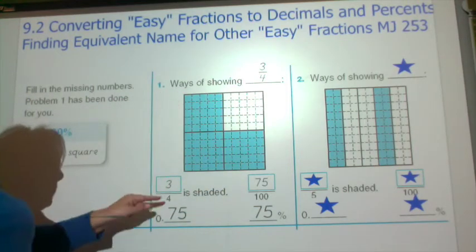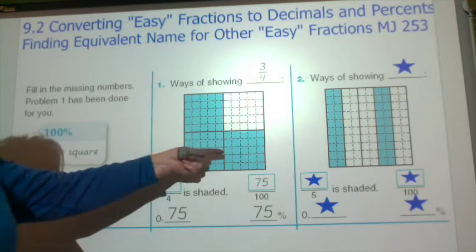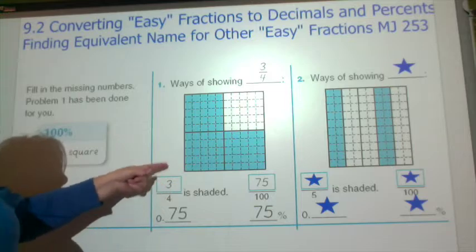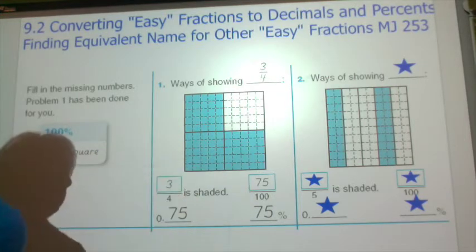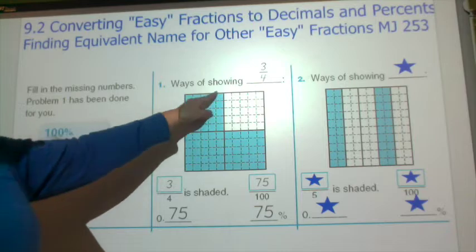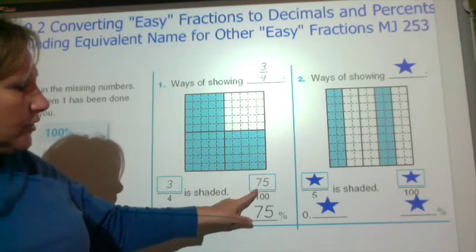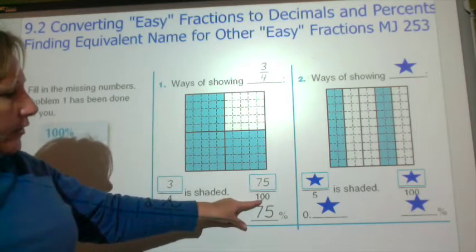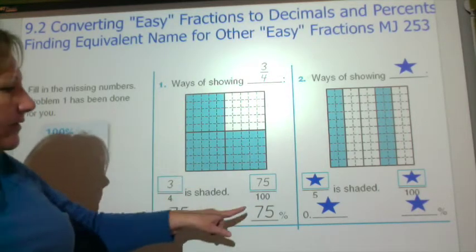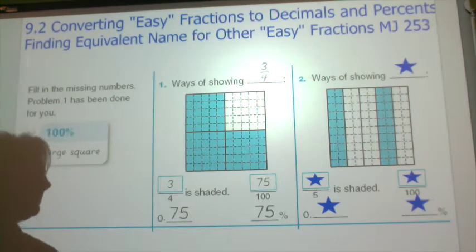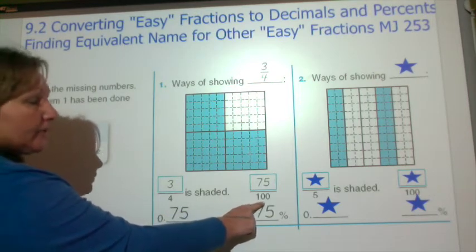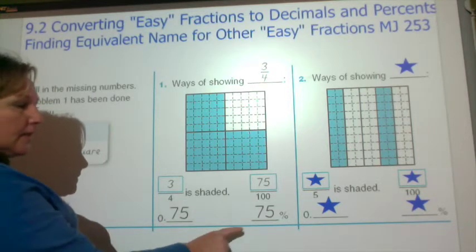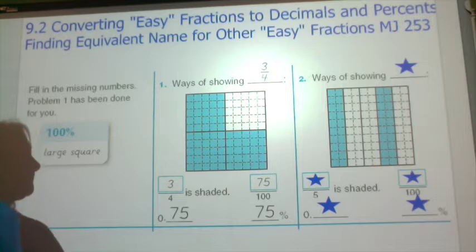Ways of showing 3/4. 3/4 is shaded. 1, 2, 3. They divided the grid into 4 equal parts, and 3 of those are shaded. If you wanted to do it into hundredths, remember these are equivalent fractions. We have 100 parts on here. We've shaded 75 of those parts. If you can get that denominator to say 100, you're in business, because that will be your decimal, 0.75, and that will also be your percent.